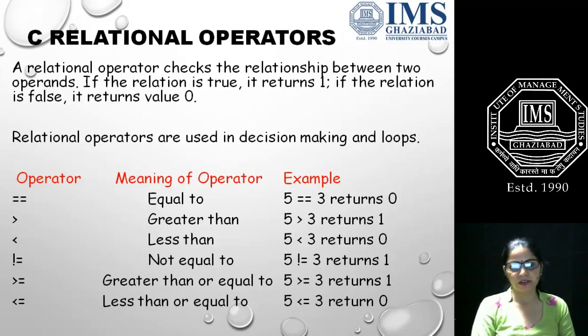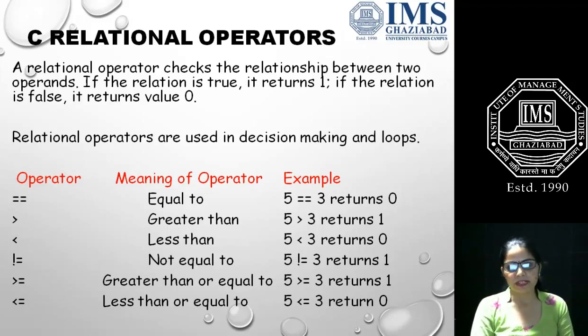Now there are 6 relational operators: double equal. There is a difference between a single equal and double equal. Double equal is always used for comparison, and single equal is used as an assignment operator. The six are: double equal, greater than, less than, not equal, greater than equal, and less than equal.